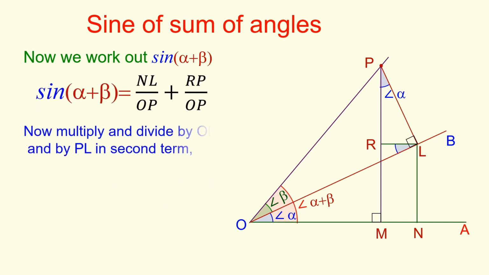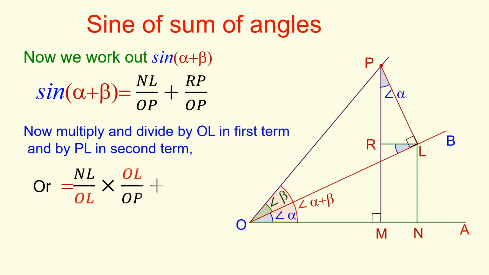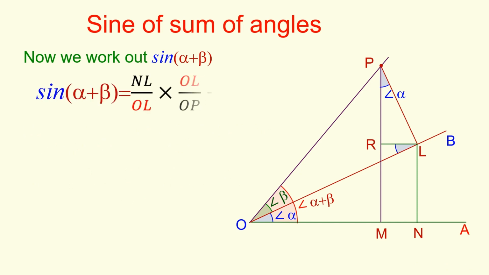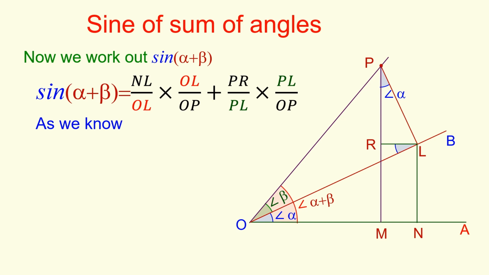To solve further, now multiply and divide by OL in the first term and by PL in the second term. So the sine alpha plus beta equals NL divided by OL into OL divided by OP plus PR divided by PL into PL divided by OP.